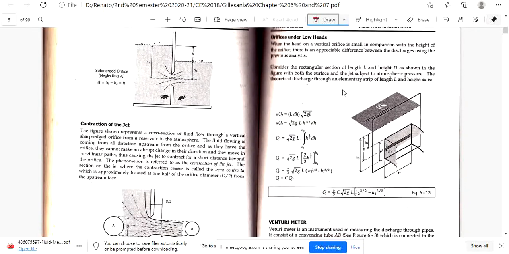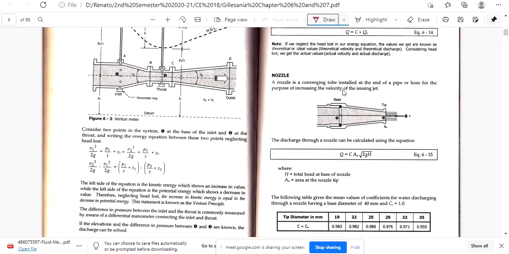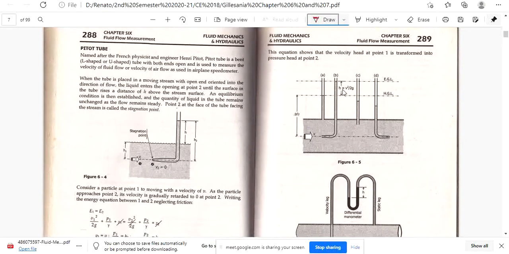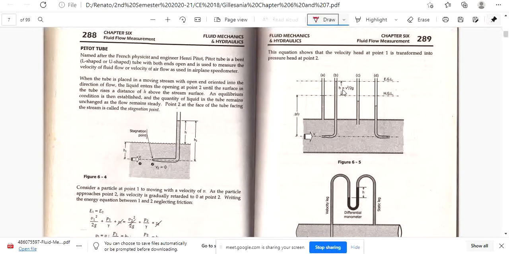Contraction of the jet. So, okay, the orifice of lower head. Okay, so nozzle, it's the same. Area of the nozzle, that's the difference. So, Pitot tube. So, named after the French physicist and engineer, Henry Pitot.